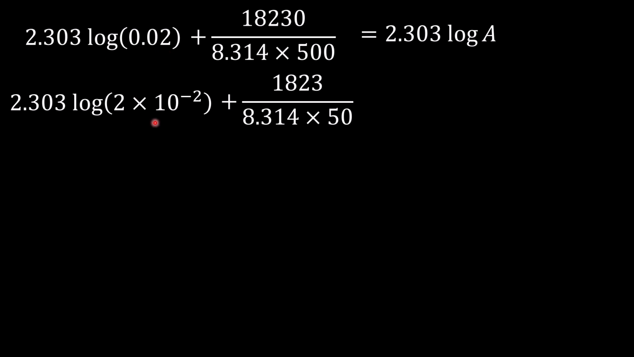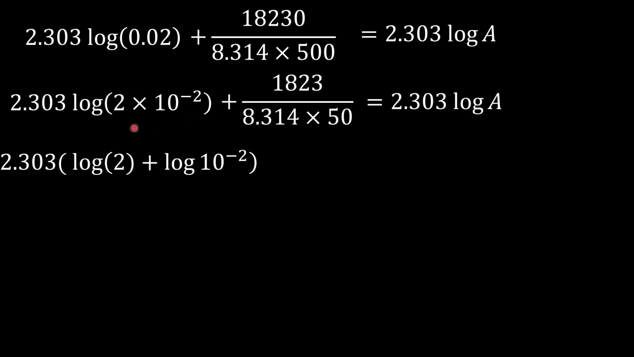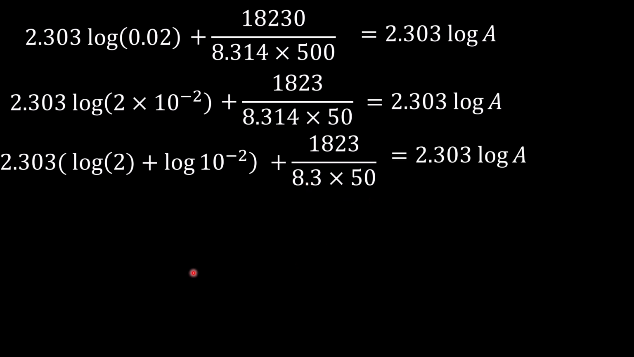0.02 is changed as 2 into 10 to the power of minus 2. According to the logarithmic formula, we converted this one: log 2 plus log 10 to the power of minus 2. Here we can consider 8.314 as 8.3 into 50 to get easy multiplication. We know that log 2 value is 0.3010, and here log 10 to the power of minus 2 is converted as minus 2 into log 10. Log 10 value is 1, so minus 2. So for this log 10 to the power of minus 2, value is minus 2.